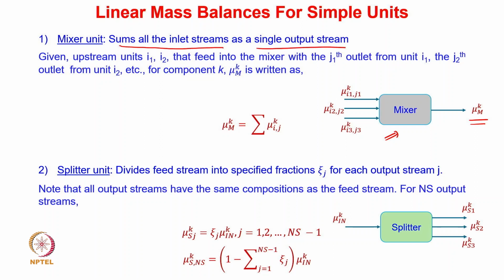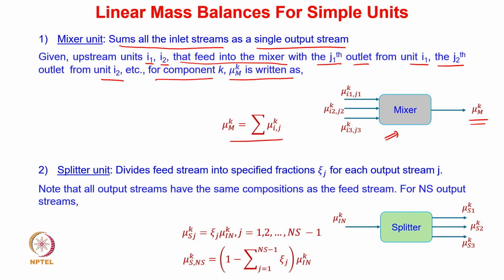Given upstream units, let's say there are upstream units I1, I2, that feed to the mixture, with J1 outlet from the unit I1, and J2 outlet from the unit I2 for component K. Then the outlet from the mixture for the kth component, the molar flow rate of the kth component coming out from the mixture, can be given by using this equation.